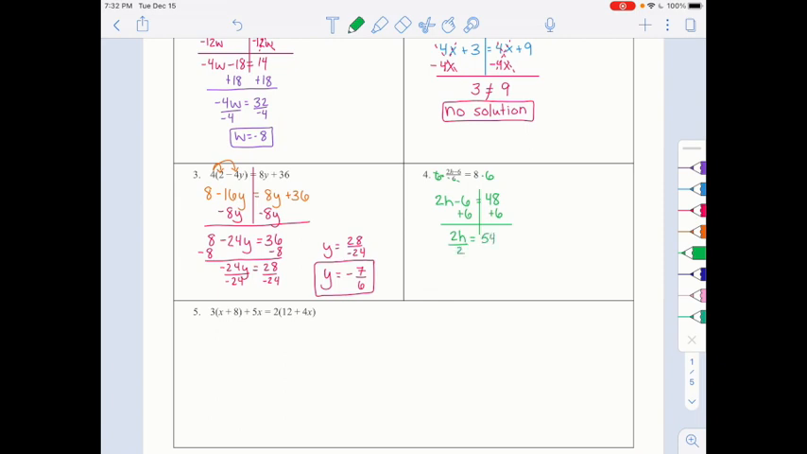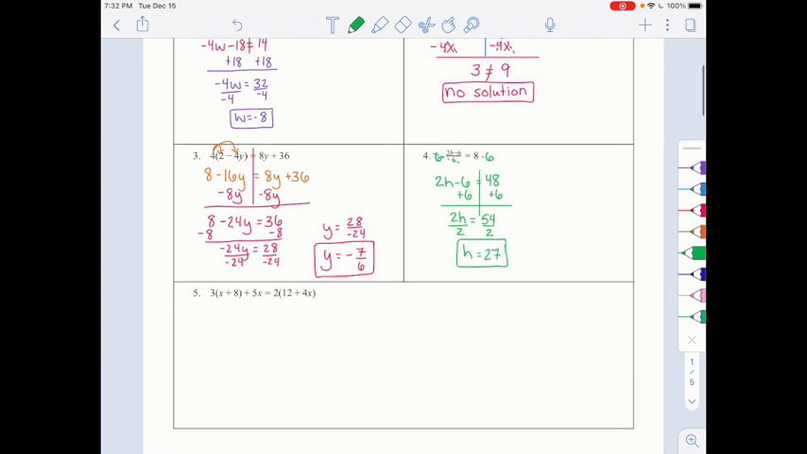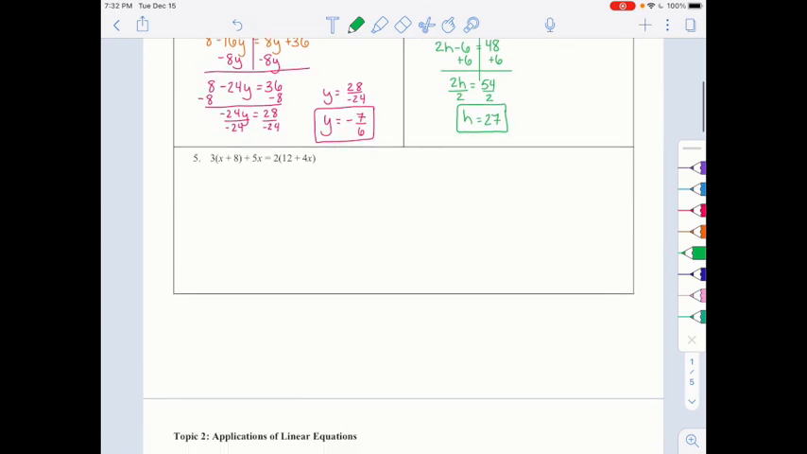And then I can divide by 2. H is 27. Last but not least in this solving skills is to solve this last one for x.